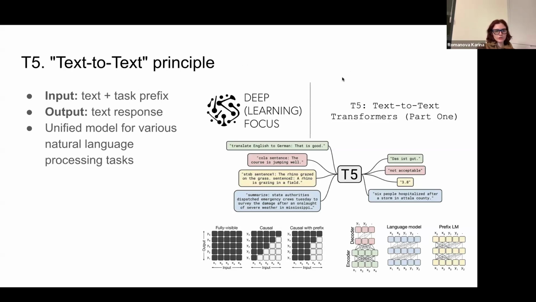Yeah, okay. If not, then on this slide we have a visualization of how T5 works: what is in the input of this model, what is on the output, and also how it predicts this text.